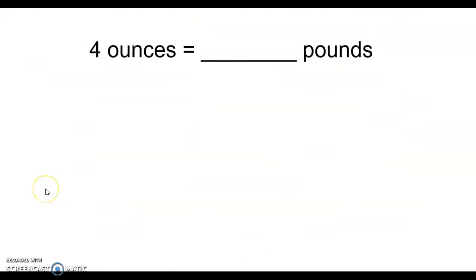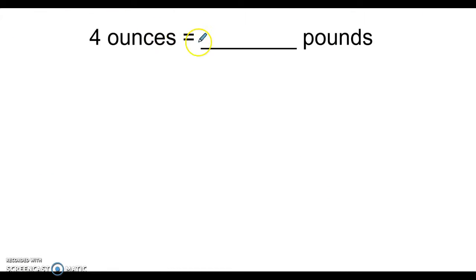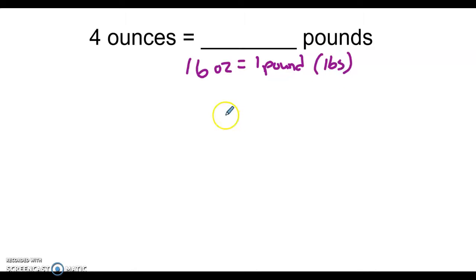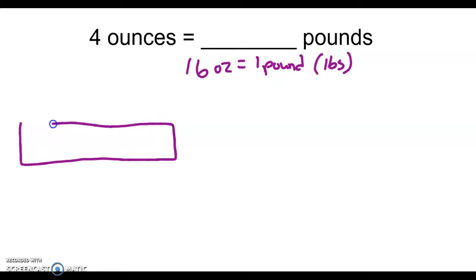So let's go back here. And I'm going to write in here that there are 16 ounces equals 1 pound, or you could certainly label that as LBS. Now, I'm going to draw my picture. And I know in here that if we're talking ounces, there are 16 ounces, and that makes up 1 pound, 1 LB in this case. I'm going to put this into 16 equal pieces.